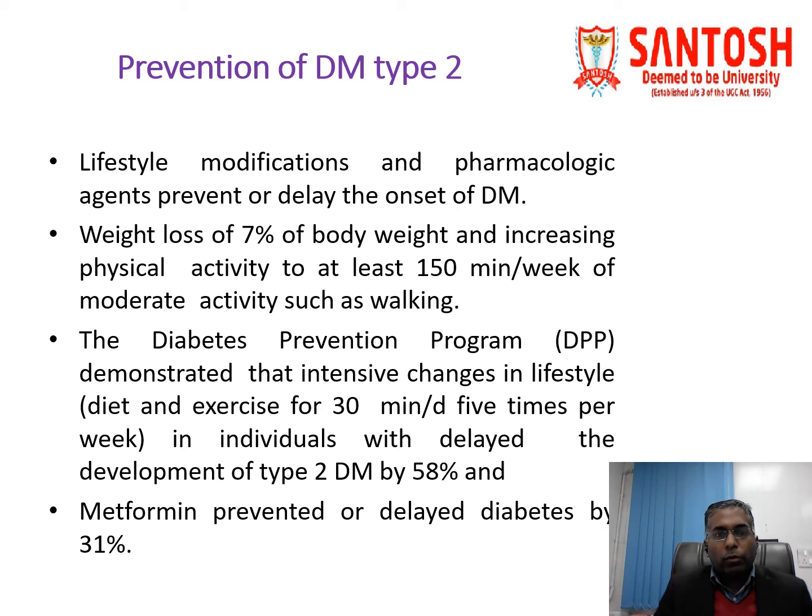The diabetes prevention program demonstrated that intensive change in lifestyle, that is, diet and exercise for 30 minutes per day, 5 times per week, delayed the development of diabetes mellitus by 58%, and metformin prevented or delayed diabetes by 31%. So, as per this study of diabetes prevention program, they have some effect in delaying the development of diabetes by various percentages, as we have discussed.